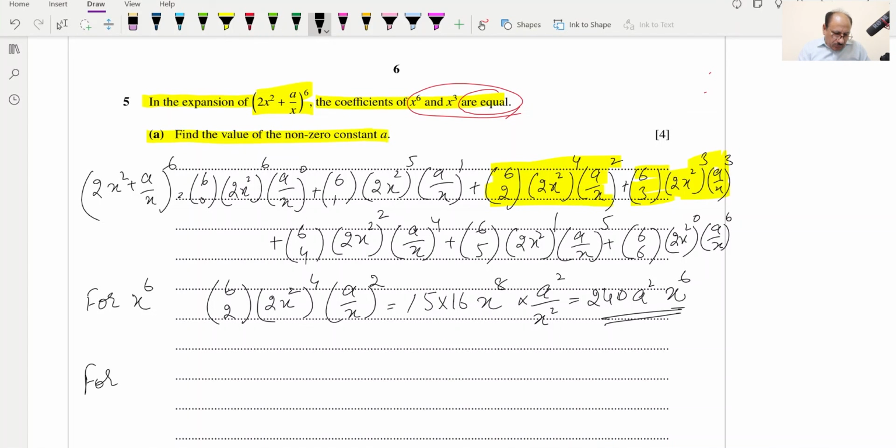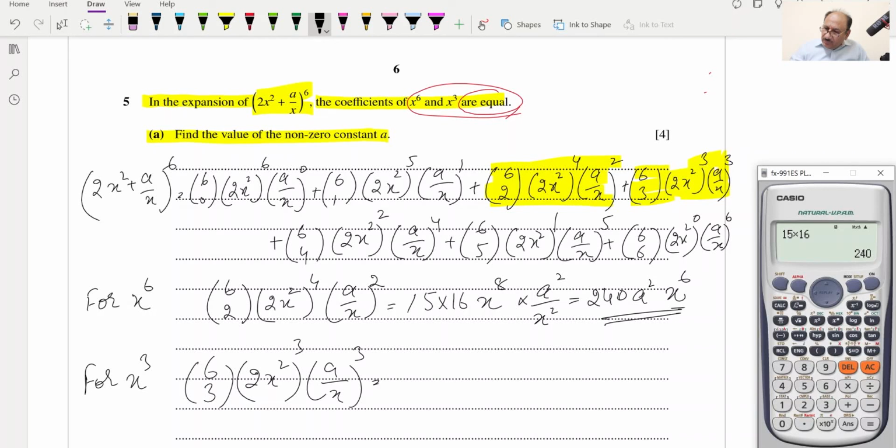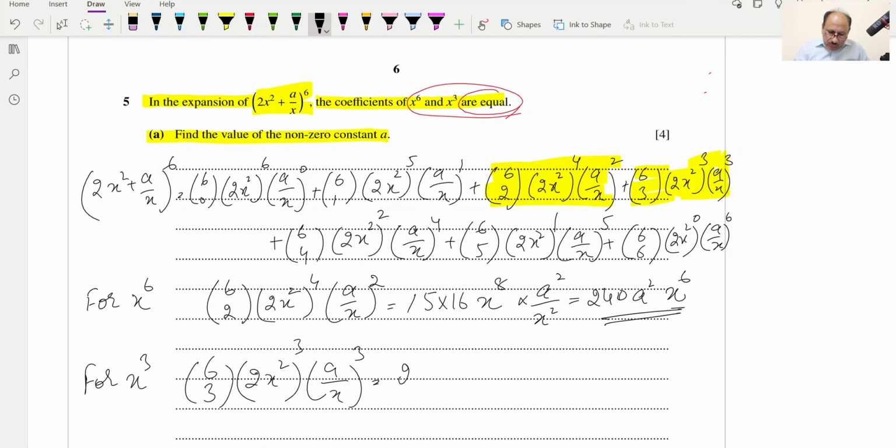Now for x^3, we can write the other term which we have indicated, 6C3 and (2x^2)^3 and (a/x)^3. And 6C3 will give us 20, so 20 into 2^3 which is 8, and x^6, and a^3 over x^3. And this will result in 20 into 8 which is 160, a^3 and x^3.